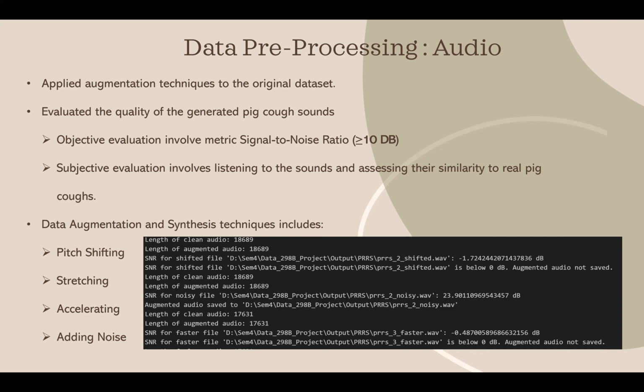So we are saving, as you can see in the snapshot, there are 3 files. Out of 3 files, only one is saved because the signal to noise ratio is more than 10 decibels. After that, we did subjective evaluation where we randomly picked some saved audio files and listened to them carefully to see if they sound similar to the cough sounds. The data augmentation and synthesis techniques include pitch shifting, stretching, accelerating, and adding noise.